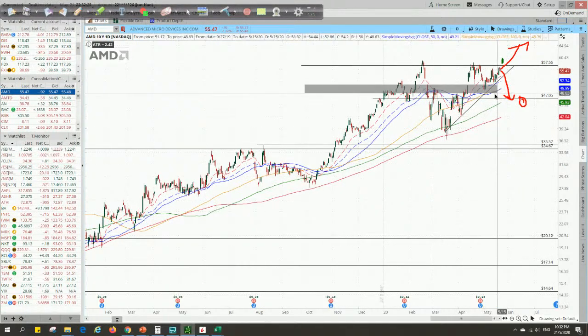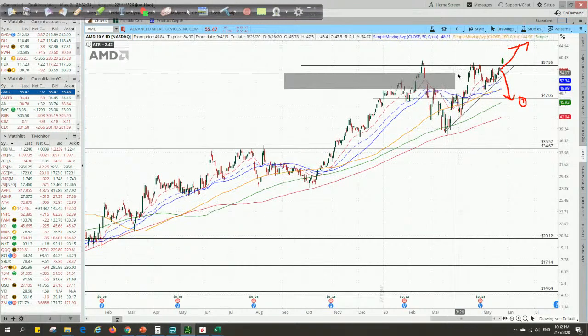The chart is rather small. Let me enlarge it for you.